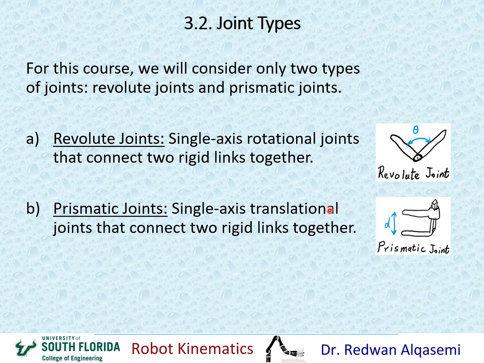The second kind of joint that we're going to consider for this course is the prismatic joint. It's a single axis translational joint that connects two rigid bodies together. Again, this is a single axis of translation. We don't consider multiple axes of translation. In this figure, you can see that the variable for this kind of joint is called d, the distance that this joint moves link 1 from link 2.